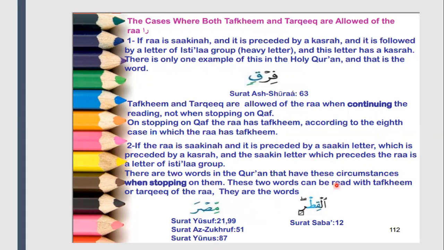There are 2 words in the Quran like this. When stopping on them, these words can be read with Tafkhim or Tarqeeq of the Ra. So it's up to you what you want to read, but the ruling is that it should have a kasra before it, it should be a heavy letter, it should have a sukun on the heavy letter, and you should be stopping on this ra. If you want, you can read it as tafkhim or tarqeeq. So qitr, or qitr, misr, or misr, depending on what you want to do. So that's strong and soft. You have to pay attention, inshallah, to catch it.